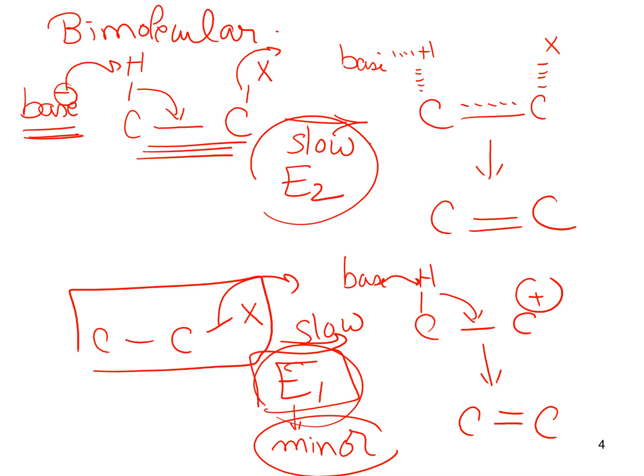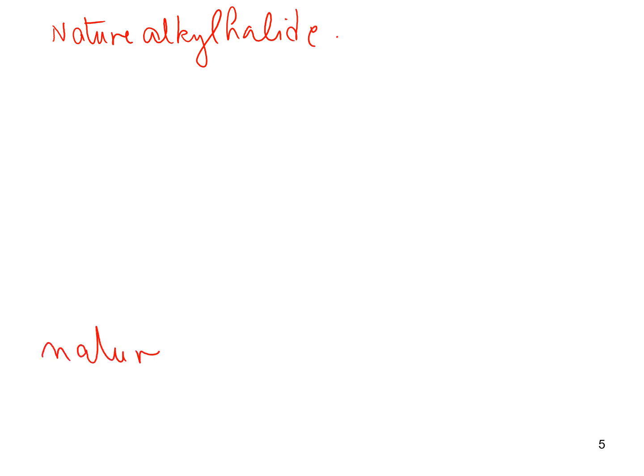Now, if we discuss the factors that will decide on which mechanism will take place, whether elimination or substitution, we will deal with the two main factors. The first factor is the nature of the alkyl halide, and the second factor is the nature of the base. Exactly the same as we have done in case of the substitution reaction. We dealt with the nature of the alkyl halide and the nature of the base.